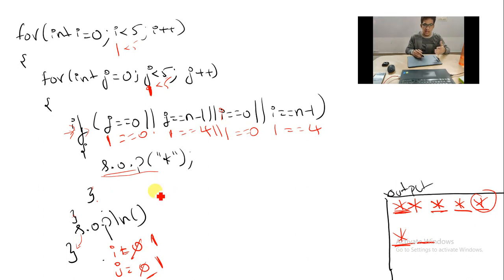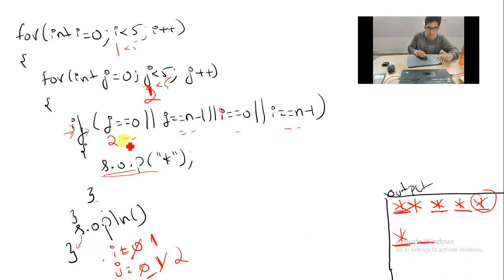Next what will happen? The if condition is false, so nothing will get printed. Nothing will happen here, but j plus plus will happen. Your j becomes 2. Is 2 less than 5? Yes, the condition is true, control will come inside. J value is 2, is 2 equal to 0? No. Is 2 equal to 4? No. I value is still 1, right? Is 1 equal to 0? No. Is 1 equal to 4? No. Again, none of the conditions is true, so nothing will get printed. If nothing is printed, the cursor will not move forward, it stays there on the screen.